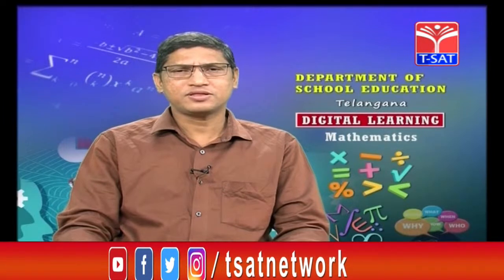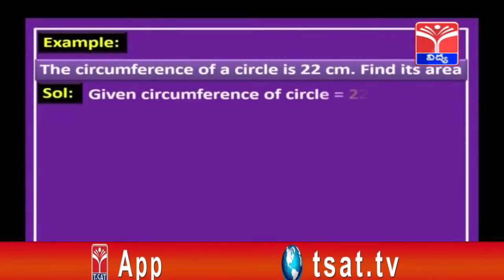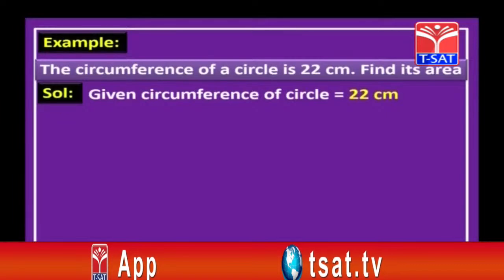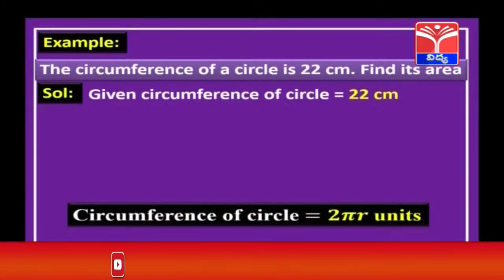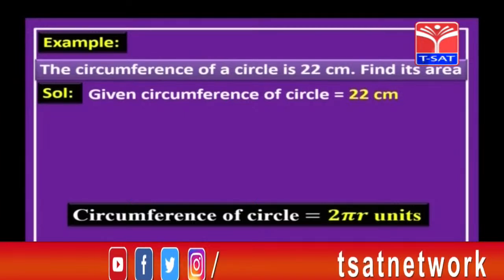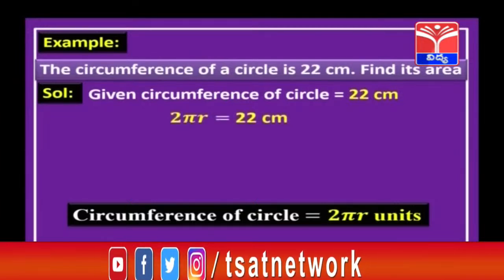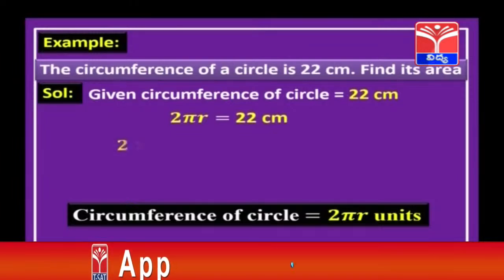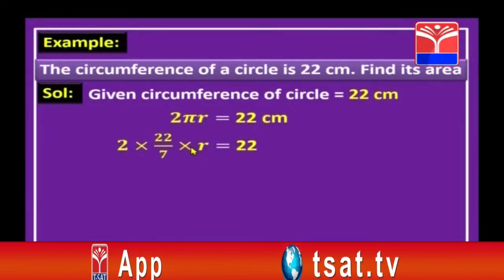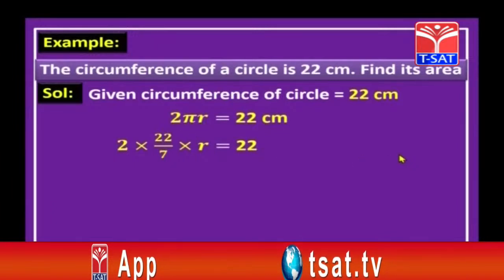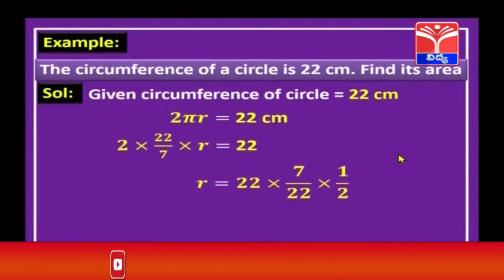The circumference of a circle is 22 centimeters. Find its area. So what is the circumference, children? 22 centimeters. And we know that the circumference of circle is given by 2 pi r units. So I can write 2 pi r is equal to 22 centimeters. Now let us substitute the value of pi here. 2 into 22 by 7 into r is equal to 22. Now what is the value of r, children, here?